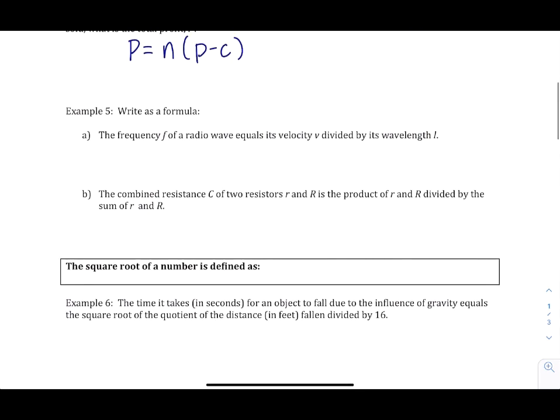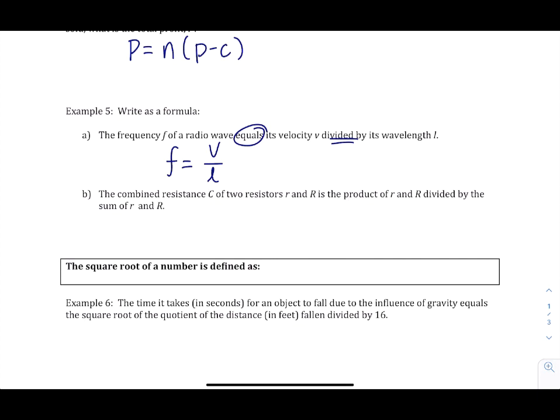Another thing that we need to do in this section is just learn how to convert words into a formula. So for example 5, part A, we're looking for the frequency of a radio wave, and it equals, so that's going to tell us that we use equals as our symbol, velocity divided by wavelength. And you could write it just like that. Notice here I am using a cursive L because my L looks like a 1, so I will switch into that cursive L so that I know it's not a 1.